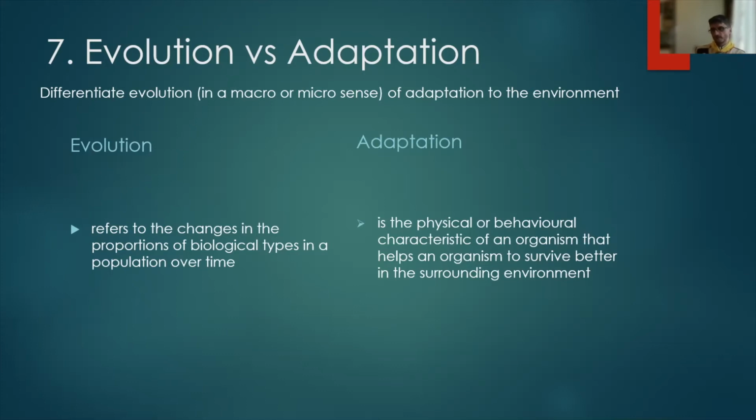According to the dictionary, evolution refers to the changes in the proportions of biological types in a population over time. So basically, if it's a change, the change is made over a long period of time. And adaptation is the physical or behavioral characteristic of an organism that helps it to survive better in the surrounding environment. For example, if you are from England or Ireland, where the sun is not as strong, and you go to Spain, you'll change your color if you expose your body to the sun. That will be adaptation. Your body is adapting to the climate. While evolution refers to that change remaining over a long period of time.